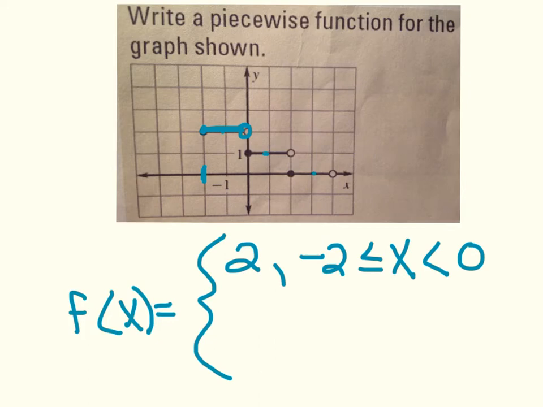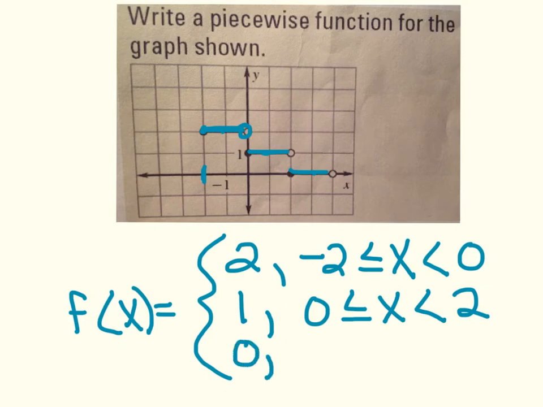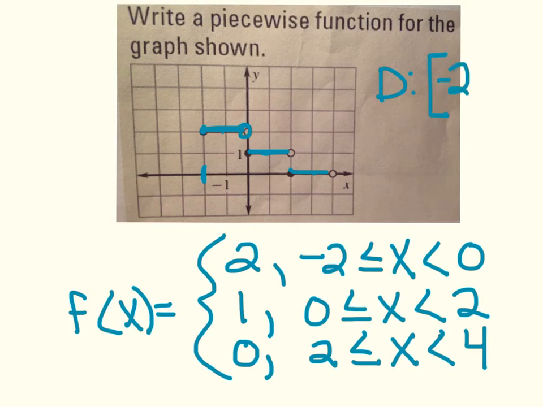The next piece of this is y equals 1, and it starts at 0 and touches it, and then ends at 2 and doesn't touch. And then this last one is y equals 0. It starts at 2 and touches it, and ends at 4 without touching. So now we've written the piecewise function for the graph shown. If I asked you for the domain and range of this, the domain starts at -2 with a hard bracket, and then it continues.